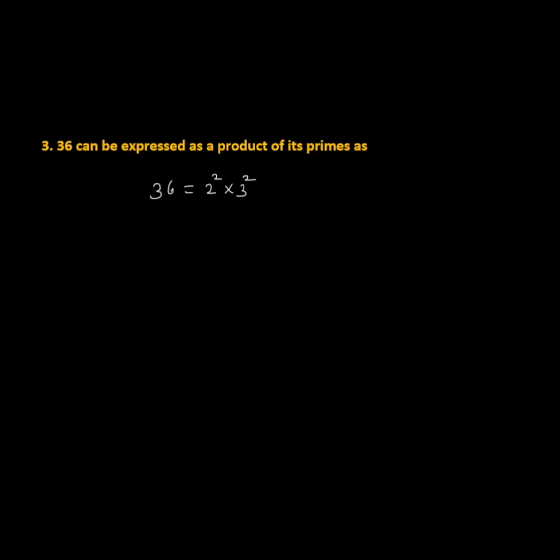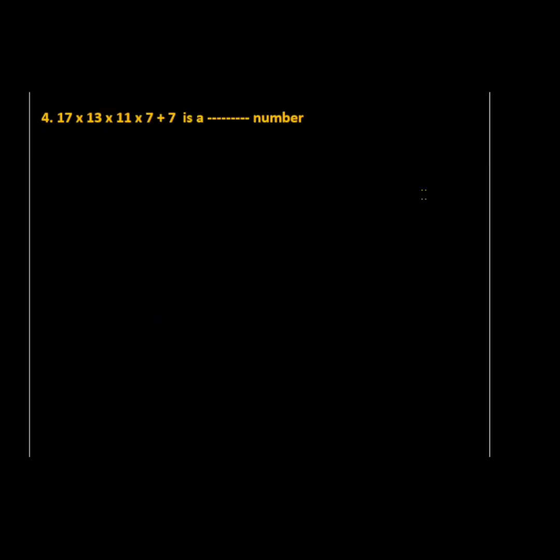Can 36 be expressed as a product of its primes? Yes, of course. We already expressed 36 as 2 squared into 3 squared. 4 9s are 36. So it is a product of primes. 2 and 3 both are prime numbers. We expressed 36 as a product of primes.